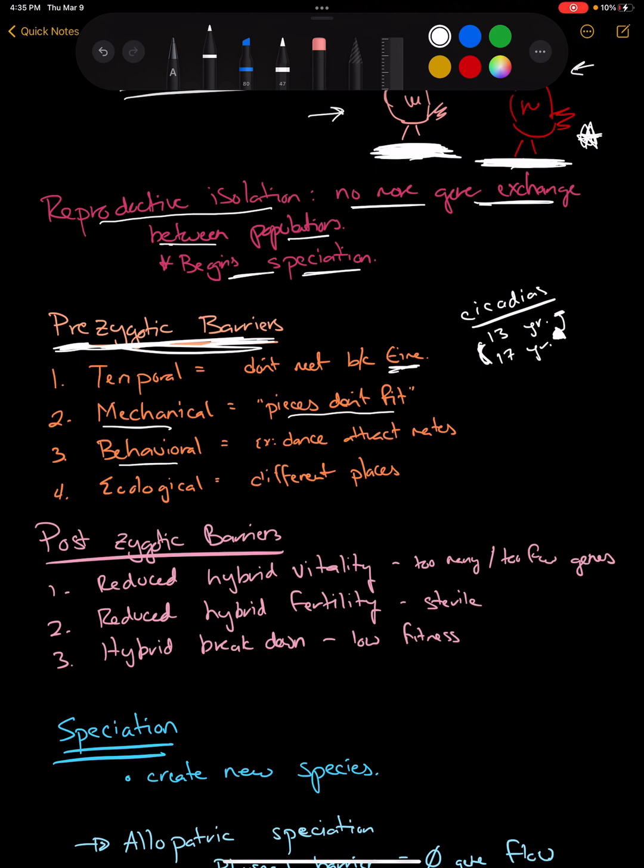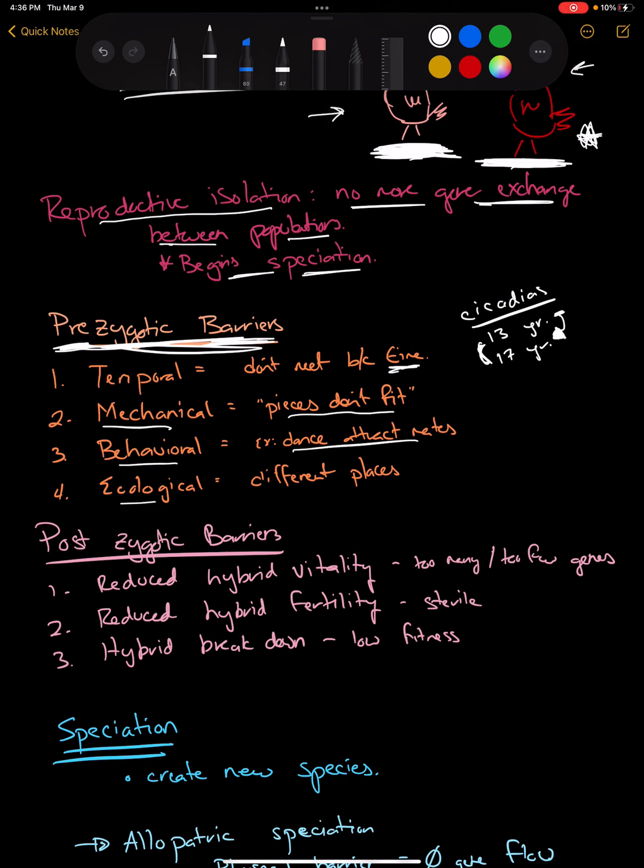The next one is behavioral. Behavioral is when, say for example, birds do a dance to attract a mate. Well, if you're a different type of bird, then you're not going to find that dance attractive and you won't mate with them. That's a pre-zygotic barrier. So those two birds will never have sex because the other bird doesn't know what that dance means.